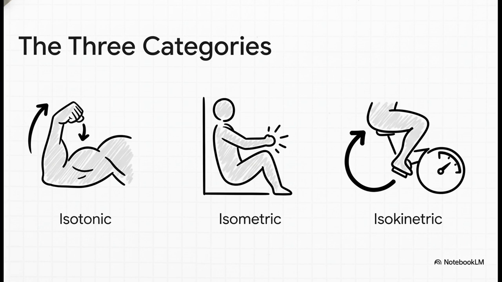Isotonic, that's all about changing length. Then you've got isometric, which is completely static. And finally, isokinetic, which is a bit of a weird one. It's all about constant speed. So let's break each one of these down.